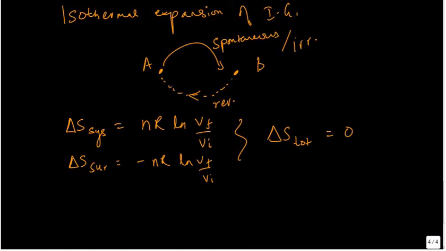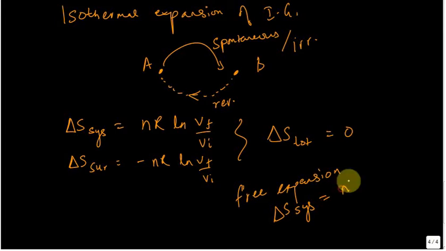But what about the delta S of the surroundings? Okay, so how much would it be? Why? Because your delta U is equal to 0, work done is 0, so Q has to be 0, right? So for free expansion, delta S of the system is still the same, nR log Vf by Vi.